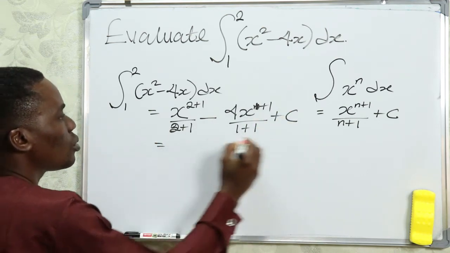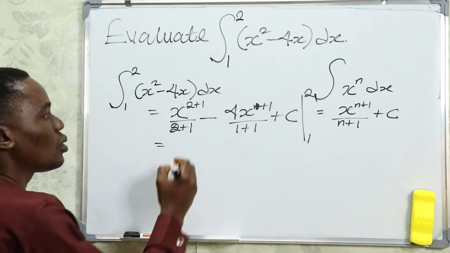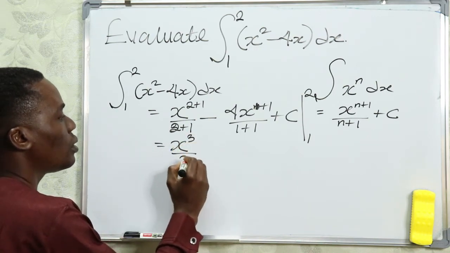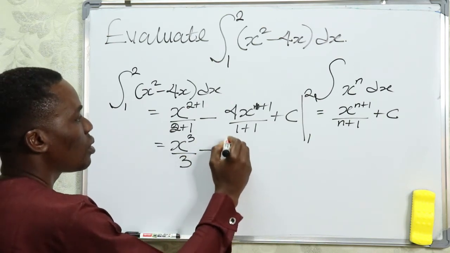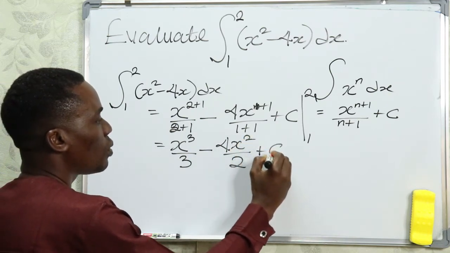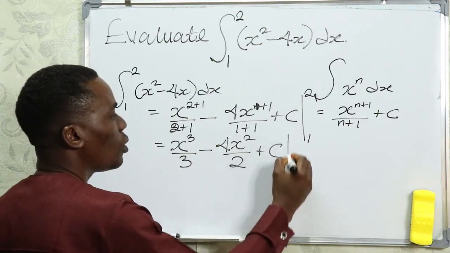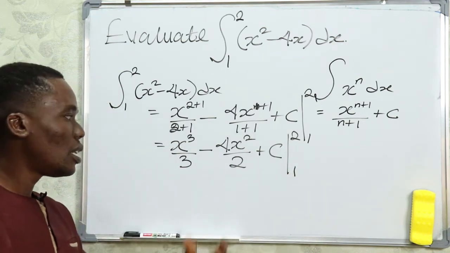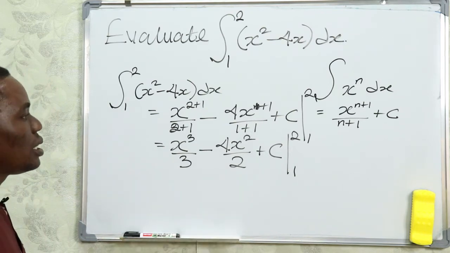Remember we are doing this within the limit of 2 and 1. So this is going to give us x raised to power 3 all over 3 minus 4x squared all over 2 plus c. This is the integration of this value with respect to the upper and the lower limit. That is not our solution. For us to solve further, we need to evaluate this further.